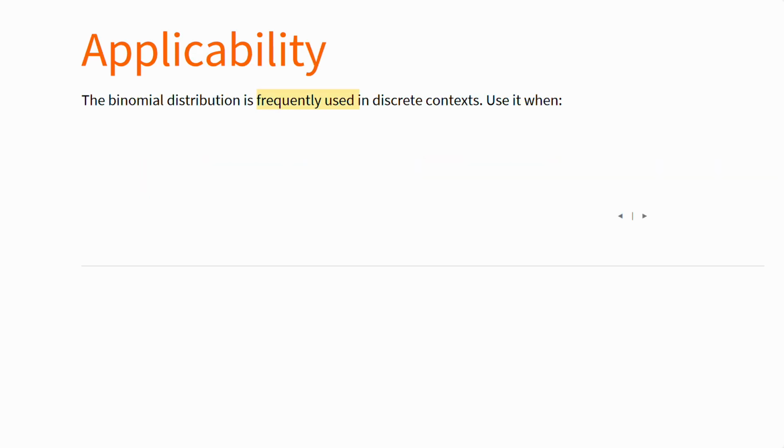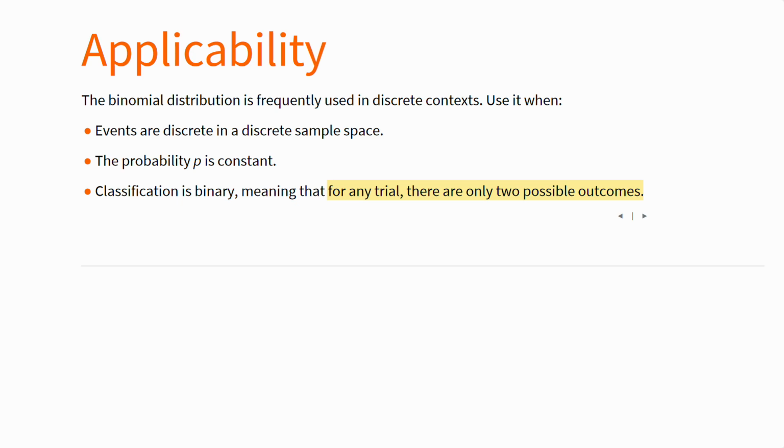The binomial distribution is the most frequently used discrete probability distribution. So when is it applicable? You should only use it when the event is discrete in a discrete sample space, and the probability p is constant, meaning it does not change. Finally, and most importantly, it's used when each trial only has two possible outcomes.